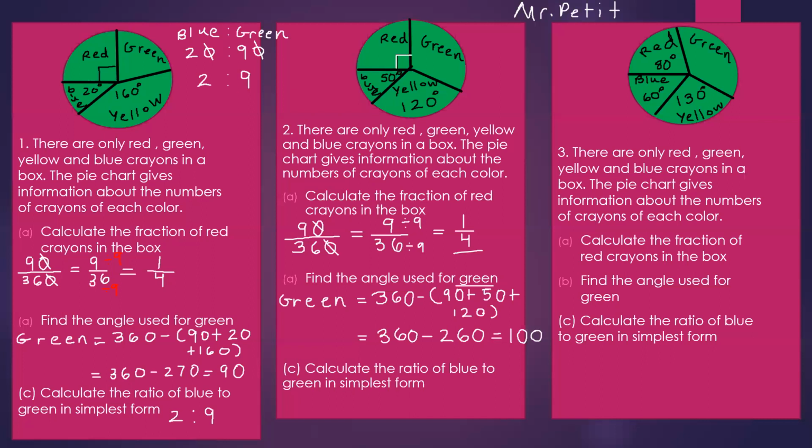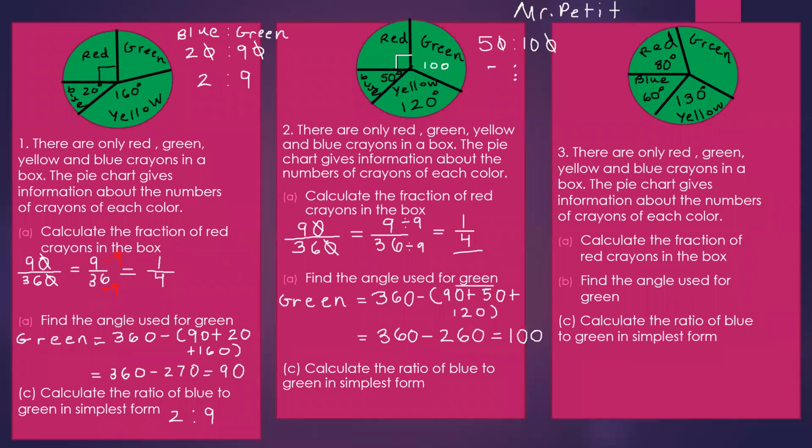Okay, next we have calculate the ratio of blue to green in simplest form. So we know that green is 100, right? We just saw that. So if you're trying to find the ratio of blue to green, it's going to be 50, that's blue, to 100, and 100 is the green. So what we could do here is divide by 10. So cancel this out with that. So what are we left with?